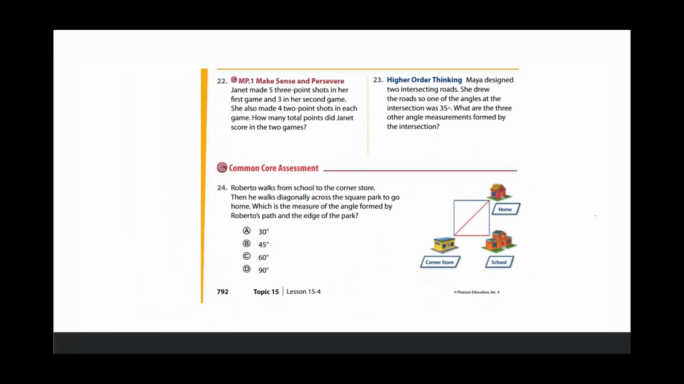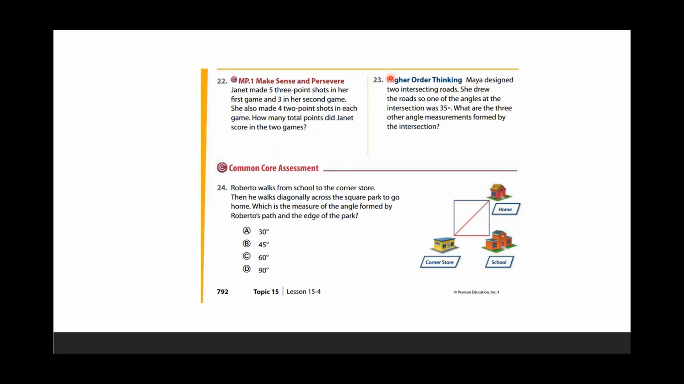Now, question number 22, I will read for you. I want you to solve these questions by yourself. Janet made 5 3-point shots in her first game and 3 in her second game. She also made 2-point shots in each game. How many total points did Janet score in 2 games? Find out the answer for this one.